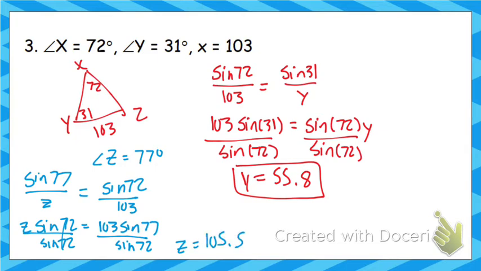Again, you can check your answer to make sure it's reasonable. Okay, Z is the biggest angle, side Z is the biggest side, and it's pretty close because those angles are pretty close. Y is the smallest angle, and Y is the smallest side.